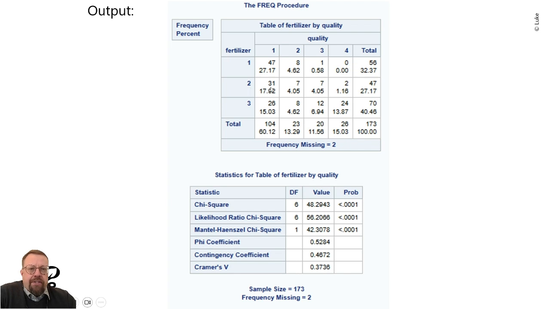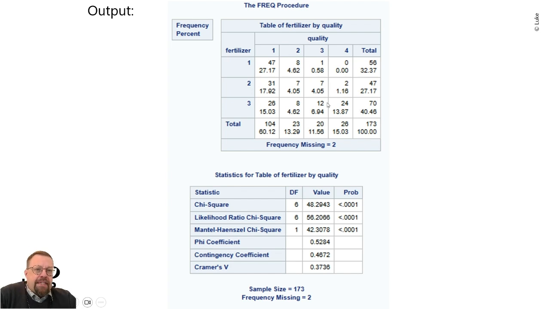In the second fertilizer, it's roughly the same, so the first one is the most common, but we have a little bit more or larger proportions also in the other ones. And then in the third fertilizer, it's completely different, because here actually qualities 1 and 4 are almost as common, and then these are a little bit less common, but still quite many observations here as well.